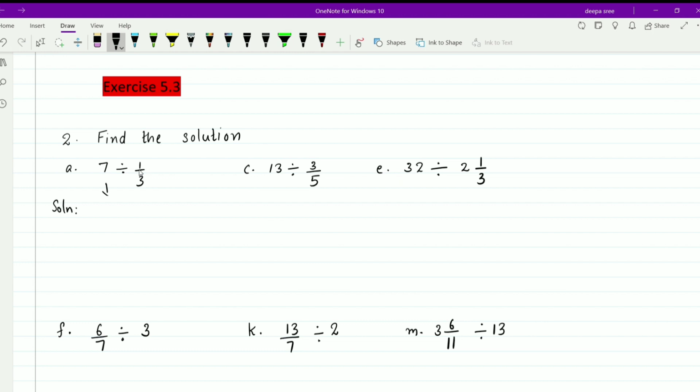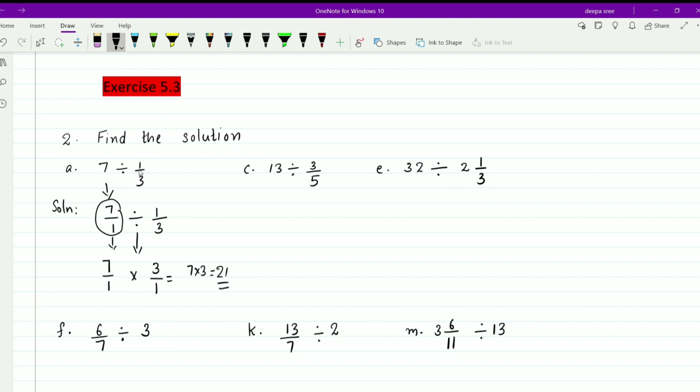First, the whole number 7 we write as 7 by 1, a temporary fraction. Then write the question like this. The second step: first fraction we write as it is, that is 7 by 1. Convert the division symbol into multiplication symbol, and take the reciprocal of the next fraction, that is 3 by 1. Therefore 7 into 3 divided by 1 into 1. 7 into 3 is 21, 1 into 1 is 1. No need of writing 1 in the denominator.